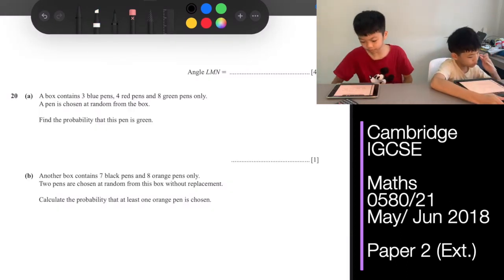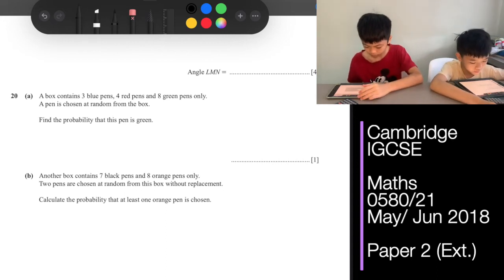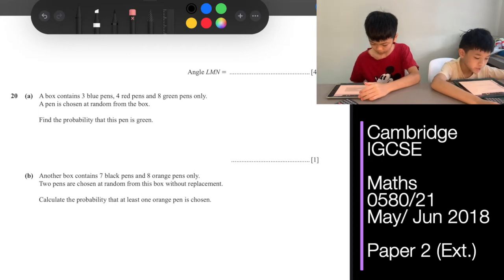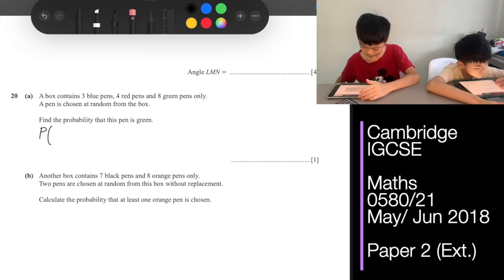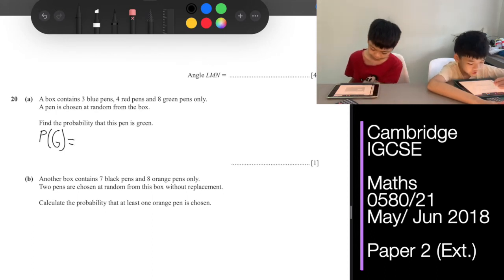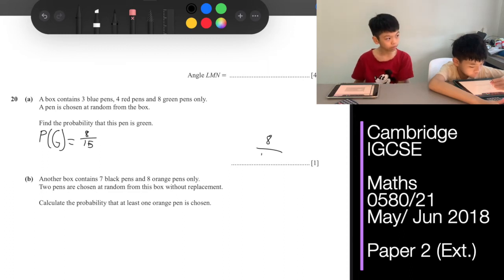Okay, for question 20a, a box contains 3 blue pens and 4 red pens and 8 green pens only. A pen is chosen at random from the box. We need to find the probability that this pen is green. So P, which is probability, of G, which is green, is equal to 8 over 7 plus 8, which is 15.